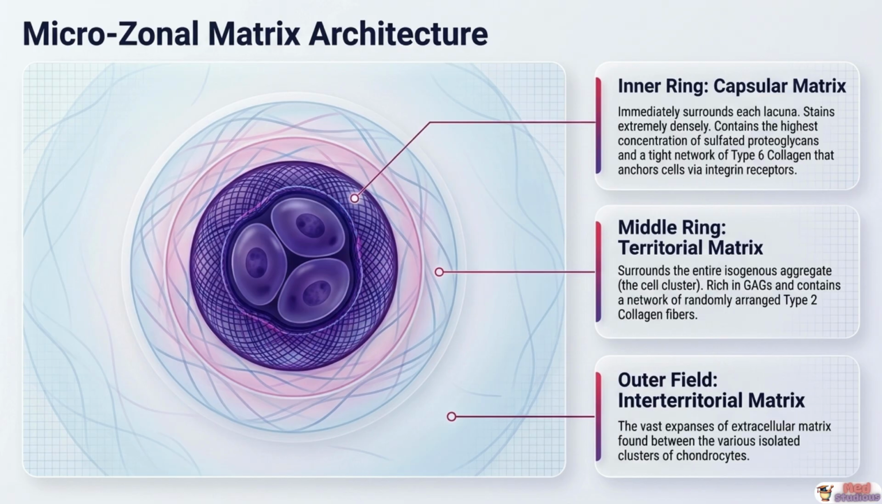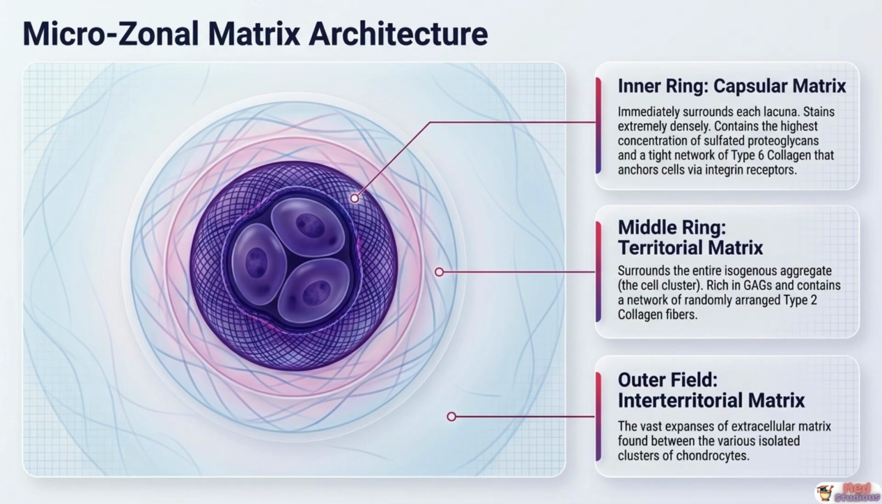The innermost ring is the capsular matrix, also called the pericellular matrix. It immediately surrounds each individual lacuna, wrapping tightly around the cell's immediate environment. On histological sections, the capsular matrix stains extremely densely, appearing as a dark ring around each chondrocyte. Its molecular composition is unique. It contains the highest concentration of sulfated proteoglycans in the entire tissue, and it is rich in type 6 collagen, a minor collagen type that plays no significant role elsewhere in the tissue, but is critical here.